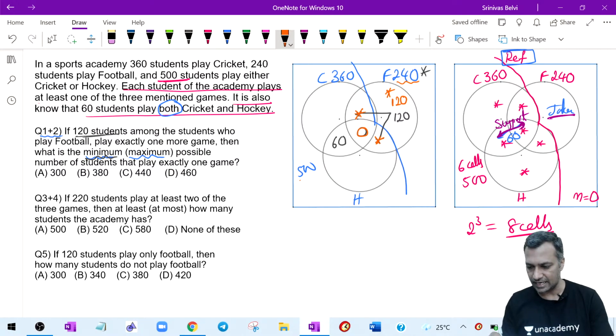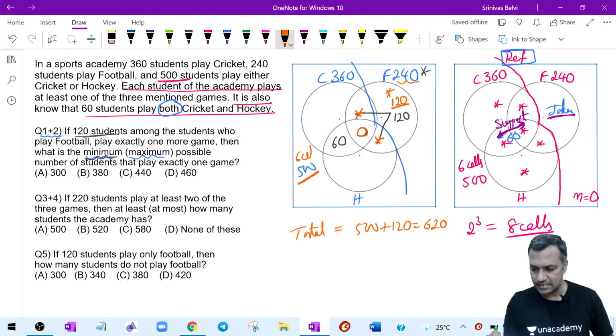Now listen to this very carefully. This can be dealt with in multiple ways. What is the total number of students? 500 plus 120, which is equal to 620. Where is 120? This is 500 and this is 120. What is 500? The 6 cells is 500. This one cell is 120. So therefore, the total is going to be 620.